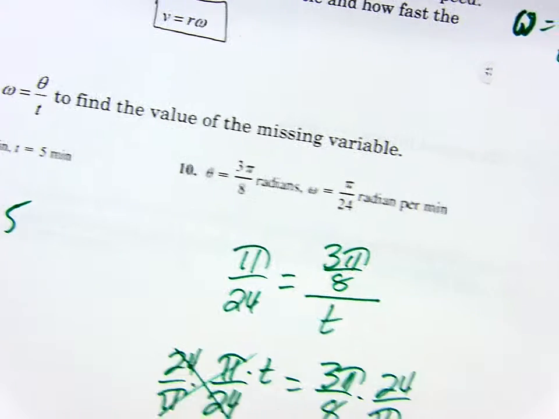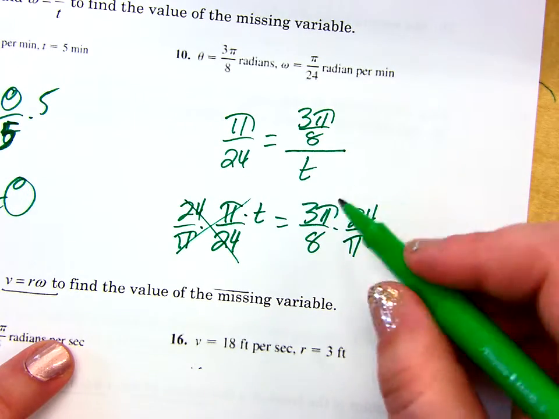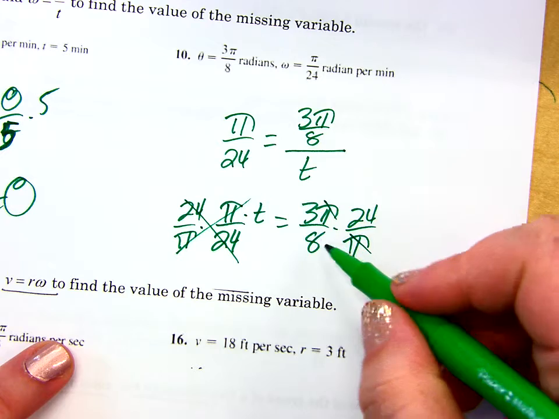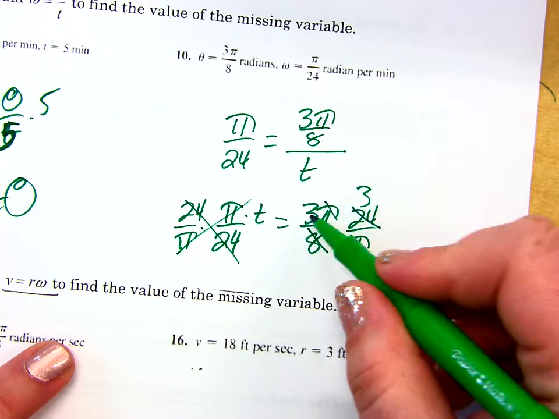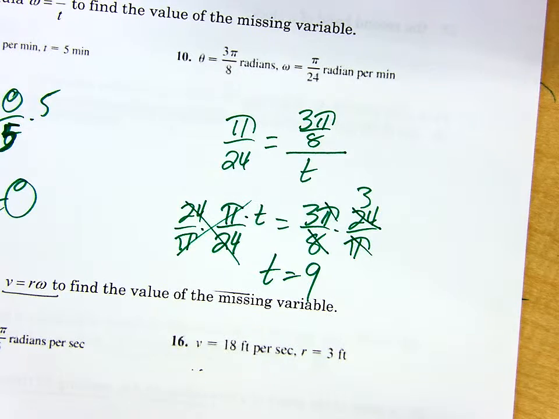Now, some things are going to cancel out for me. Pi will cancel with pi. 8 into 24 is 3 times. I get 9. Did you? Yeah. There we go.